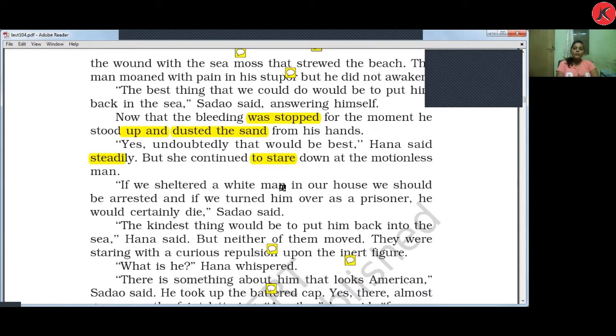"If we sheltered a white man in our house, we should be arrested, and if we turned him over a prisoner, he would certainly die," Sadao said. Now here you can see the dilemma, the to-be-or-not-to-be question that arises in the mind of Sadao. Sadao was saying that if we give a white man shelter in our house, we will be arrested, and if we give him to the police, he would certainly die.